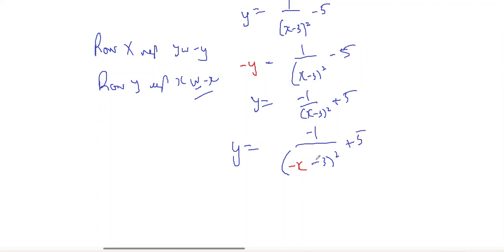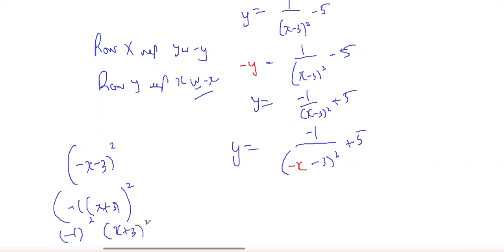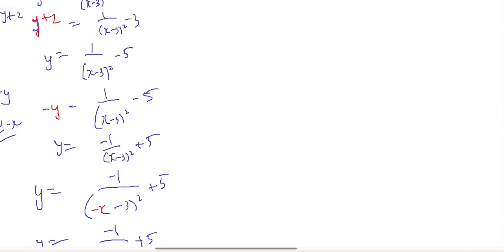I'm just trying to think what's going to happen then. Minus x minus 3 squared is the same as minus 1 times x plus 3 squared, which is minus 1 squared times x plus 3 squared. Minus 1 squared is 1. So that's the same as y equals negative 1 on top of x plus 3 squared plus 5. So we're doing this line by line by line.